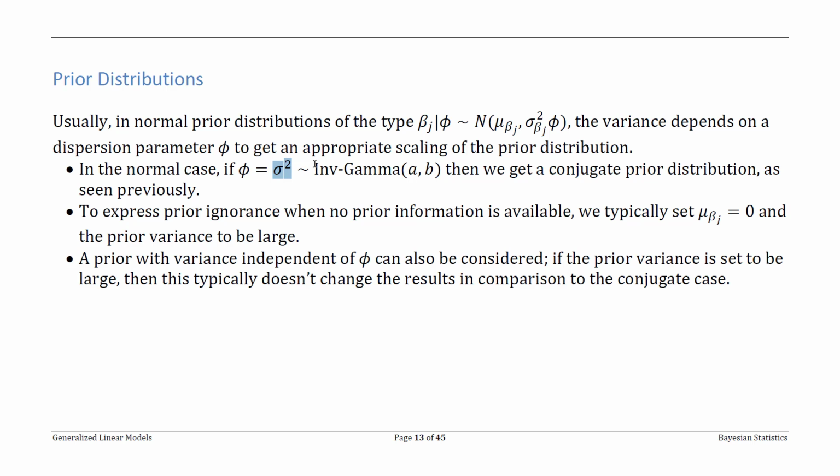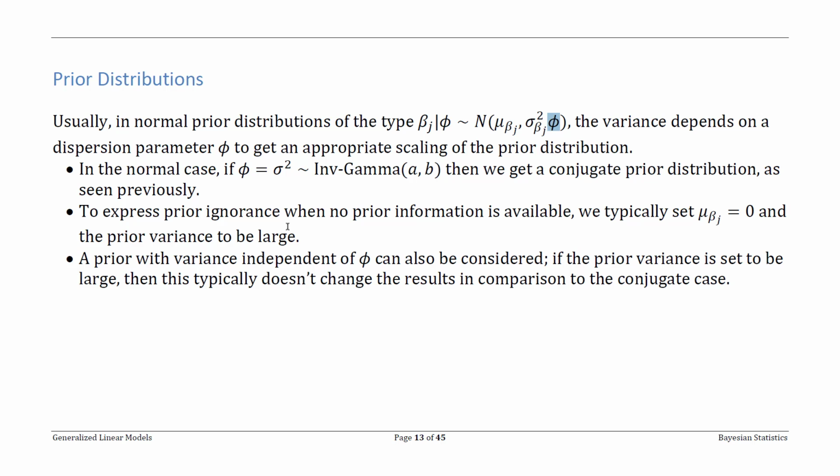And in that case, you might choose the prior distribution for sigma squared, for phi, to be an inverse gamma or something like that. But when you are specifying the prior distribution of your regression coefficient beta, you often want to include that dispersion parameter so that your prior distribution is scaled properly.